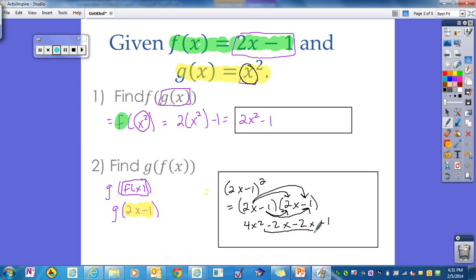Then I have to come in and combine my like terms, so that gives me 4x squared minus 4x plus 1. And that would be my final answer.